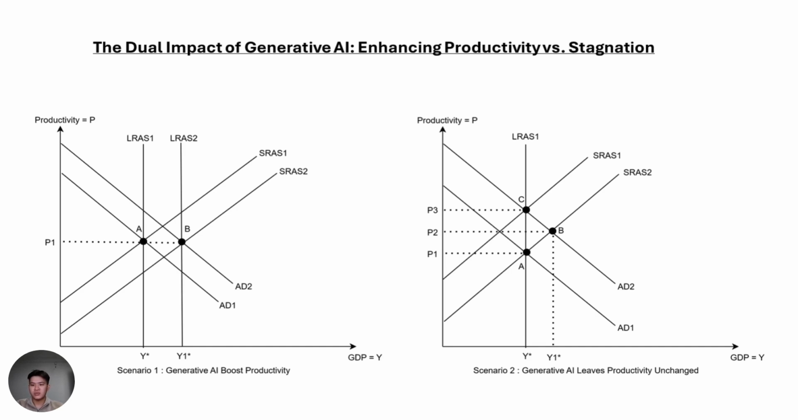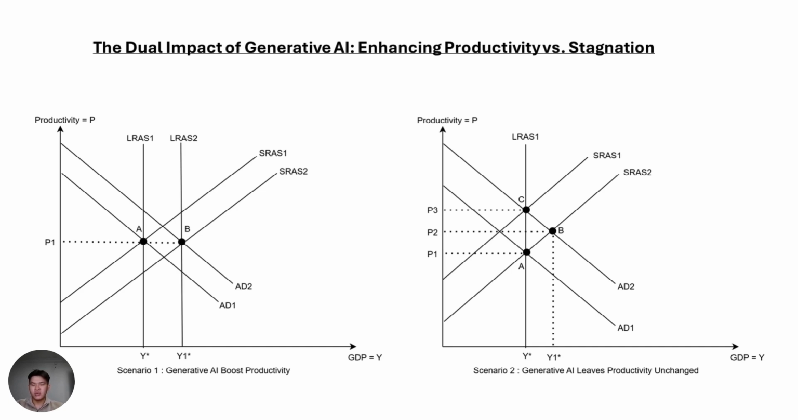Even though AI does not boost productivity, high investment in AI and increased consumer confidence push demand from AD1 to AD2. This moves the economy to point B, causing a slight rise in GDP to Y1*, but prices also increase from P1 to P2 due to inflation. If demand keeps rising without corresponding productivity growth, further inflation occurs, pushing prices from P2 to P3 at point C. The lack of significant productivity gains, along with integration challenges or sector-specific benefits, limits the overall economic growth.